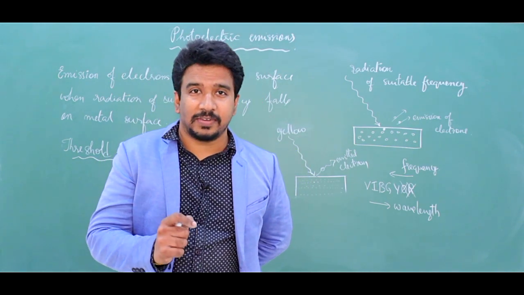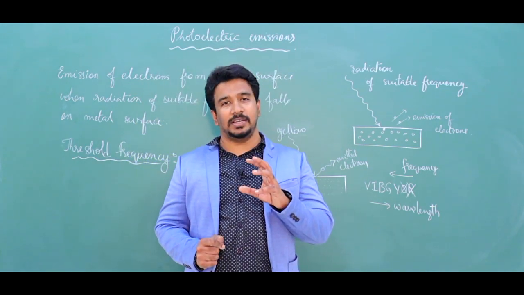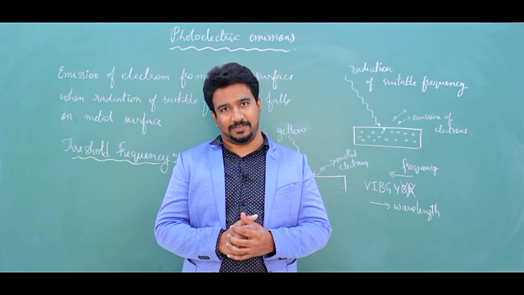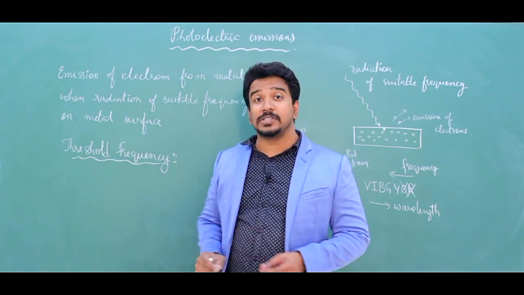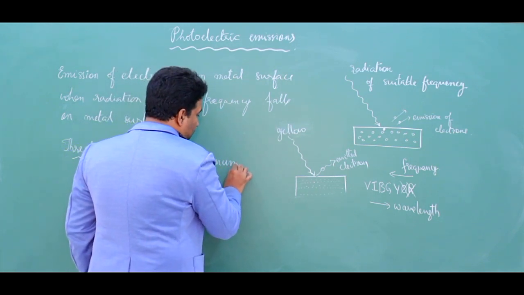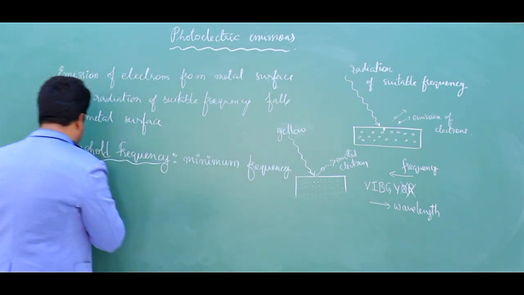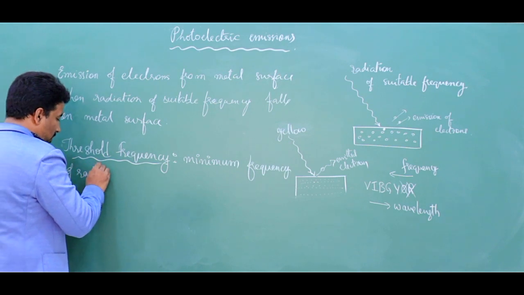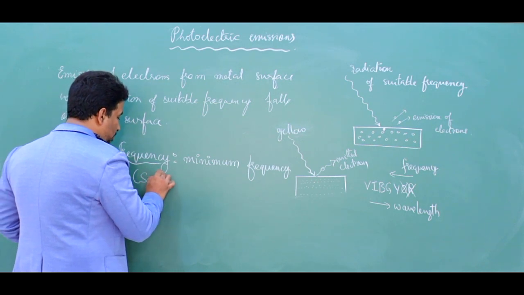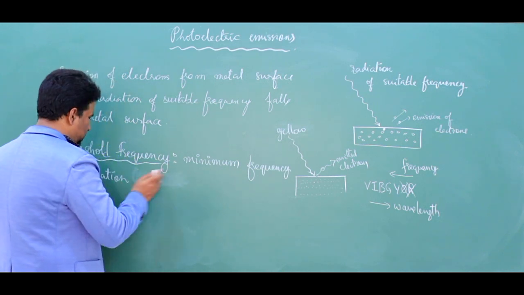Threshold frequency. What is threshold frequency? The minimum frequency of radiation which will cause electrons to be emitted out of the surface. Am I clear with this? What is this? Threshold frequency. Threshold frequency is the minimum frequency of radiation, that is what we called the suitable frequency. Not just suitable, the minimum frequency is more than enough.